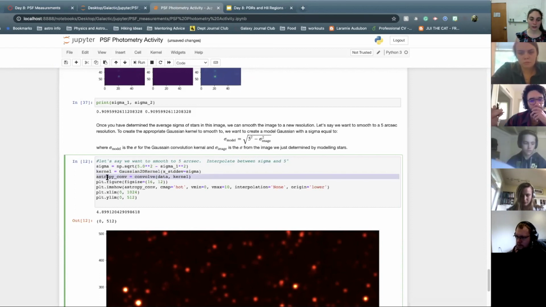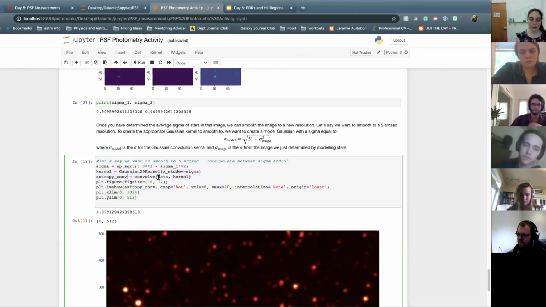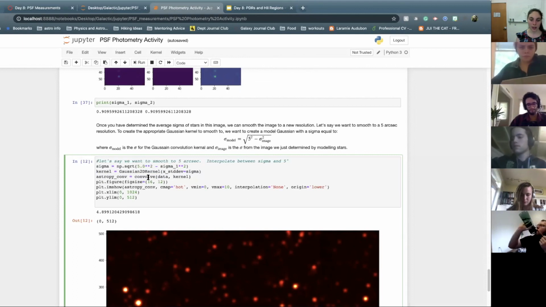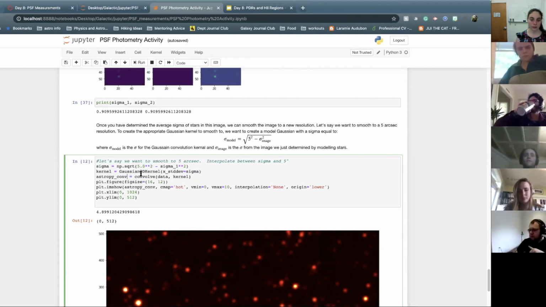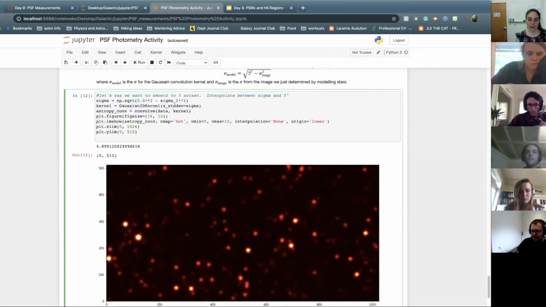This is just a new set of data that is our data convolved with the kernel using the AstroPy convolve function. This is just the name of our new data, and then we can plot that, and we can see that it gets blurred, it's nice and fuzzy, which is what we want. So instead of being sharp, we now have a fuzzy image that has a point spread function of 5 arc seconds, so it will match whatever other data we are working with that had a resolution of 5 arc seconds.